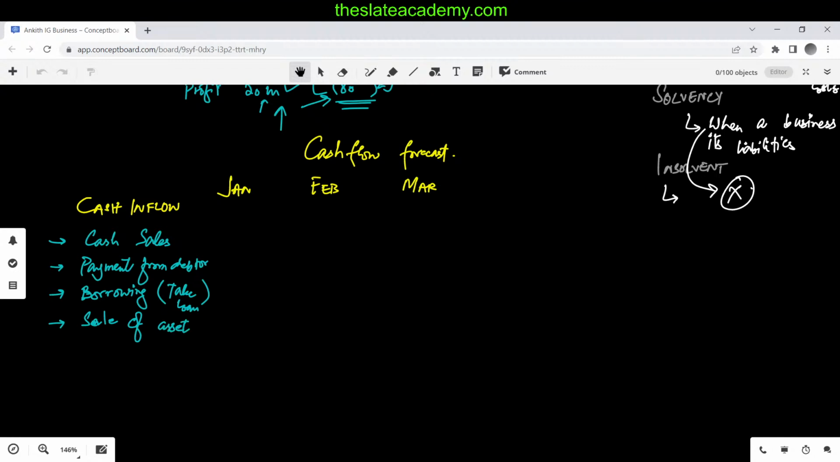Okay, and here we are writing actual money that is coming into the bank account or in cash form to the business. All these items will create cash inflow for the business. What will create cash outflow? So from this cash inflow we have to deduct cash outflow. So right over here, less cash outflow. What will create cash outflow for the business?